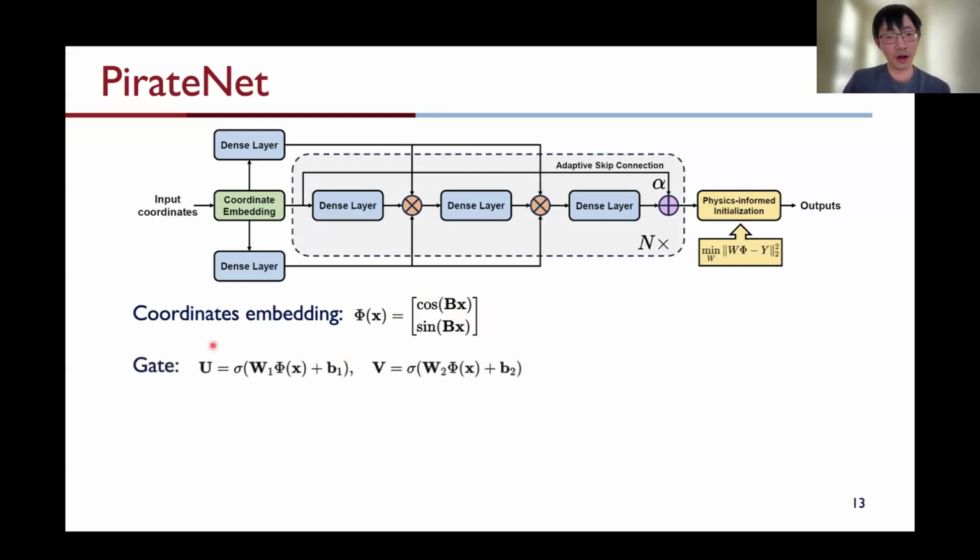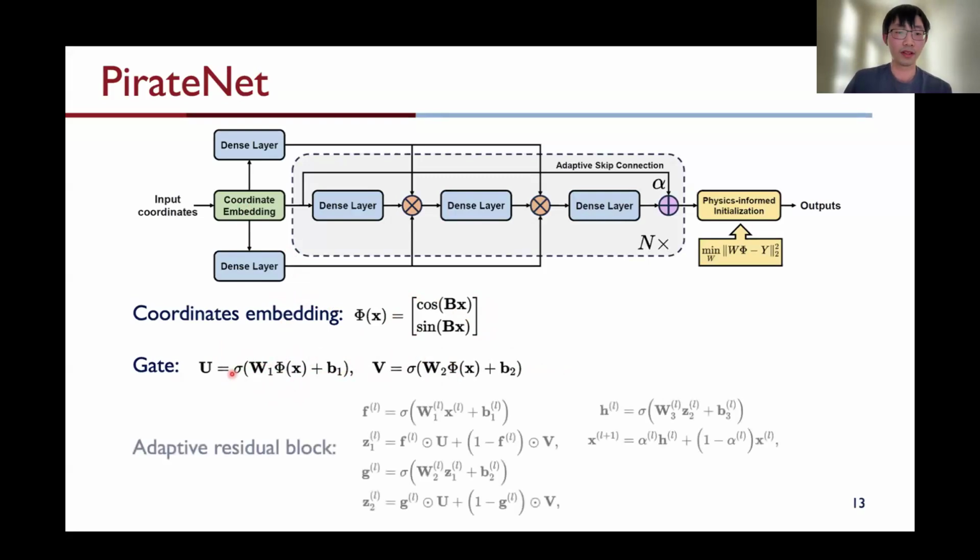Then we create two gates from the embedded coordinates. These are just two dense layers followed by nonlinear activations. Then we have this adaptive residual block. That's the core of this architecture, and I will introduce it in detail in the next slide. Finally, the output is a linear layer of X_L.